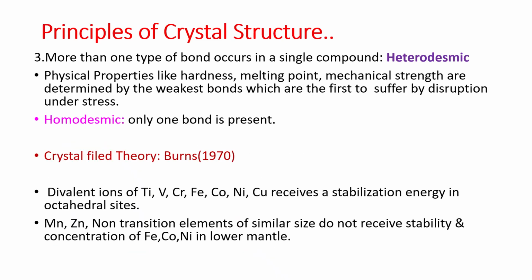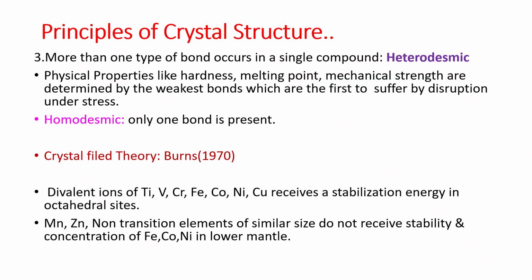When more than one type of bond occurs in a single compound, then they are known as heterodesmic. The physical properties like hardness, melting point, mechanical strength are determined by the weakest bonds, which are the first to suffer by disruption under stress or under pressure. Homodesmic means if only one bond is present, then they are termed as homodesmic.